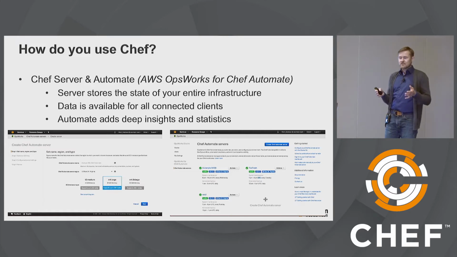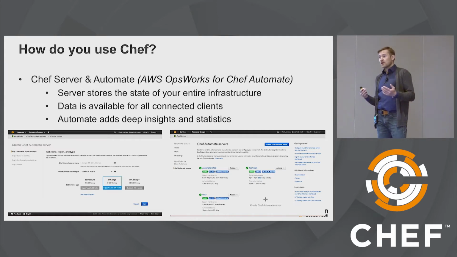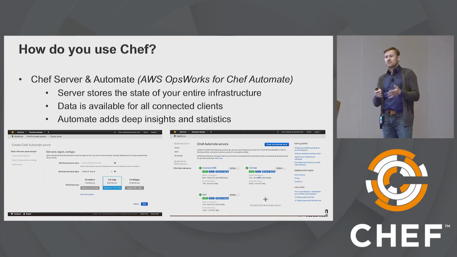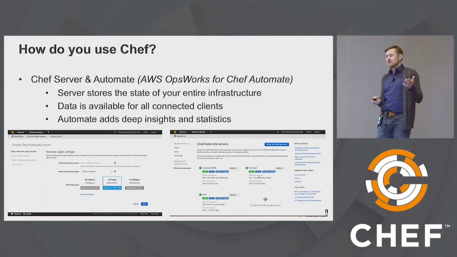And what does the Chef server do in that environment? The Chef server stores all the state of your entire infrastructure. All the nodes coming in send the Ohai data that you know, and you can then discover from every node information about all the other nodes. The data is available for all the connected nodes, and Automate gives you on top deep insights and statistics about your whole infrastructure, which is nice because you want to know about all the Chef runs, maybe some history about them, whether nodes are failing, all those things.